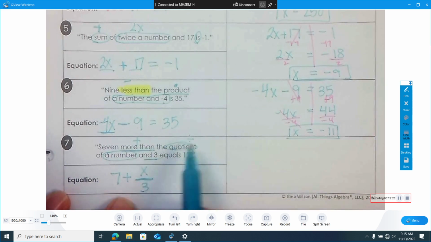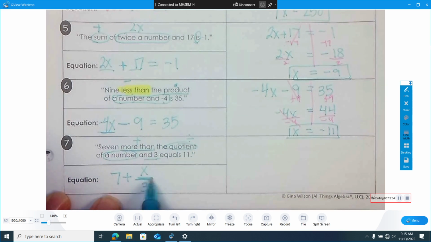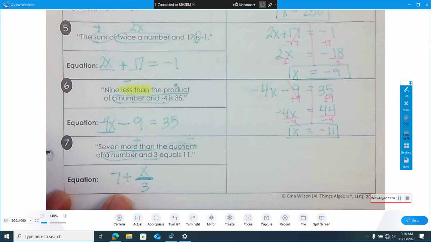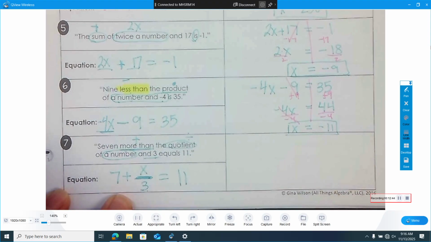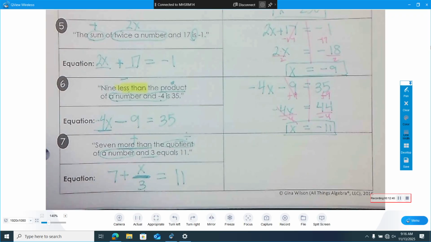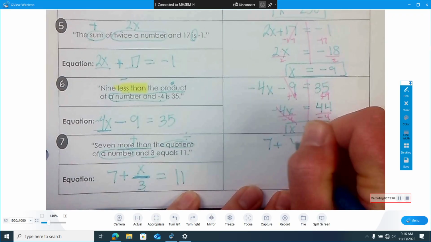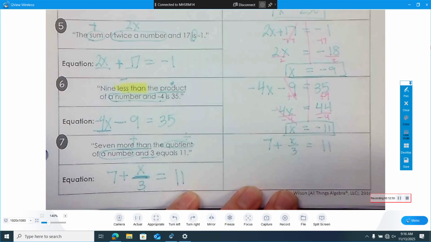Perfect. So the quotient is a division. We're going to use that division bar there. We don't usually use the division symbol. So the quotient of a number and 3, the number goes on top and the 3 goes on bottom, and then equals 11. That's pretty clear. So 7 plus x over 3 equals 11.